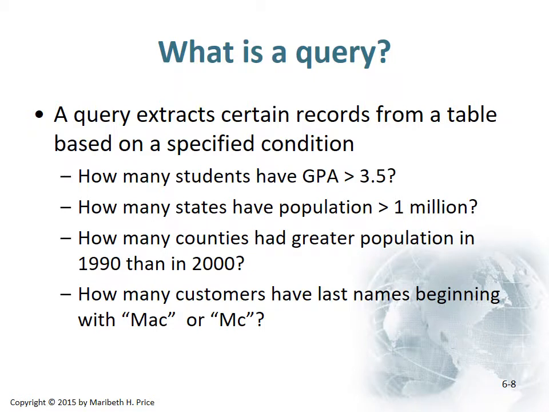So here's some other ones. How many states have a population greater than 1 million? How many counties had greater population in 1990 than in 2000, or whatever years you want? How many customers have last names beginning with Mac or Mick? So anything that you can basically structure as a sentence question, you can then transform into a query using the interface that we have available to us. That's one of the ways that we can get information out of vector data sets and table information.